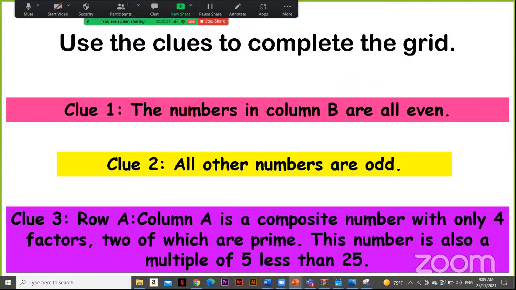So yes, what about prime numbers? Because here it says that row A, column A is a composite number with only 4 factors. So you need to tell me, what do you remember about composite numbers? Because we need that information before we're able to complete this grid. 2 of which are prime. So what are composite numbers? What are prime numbers? Let me hear from you in the chat.